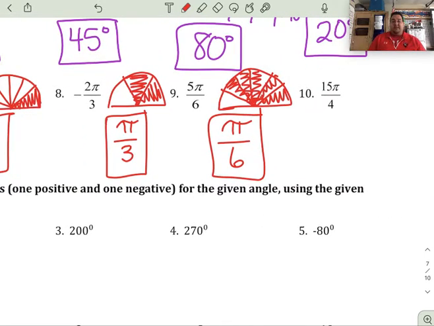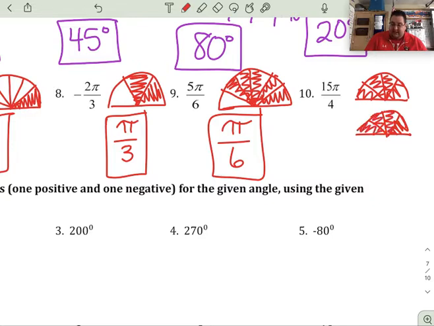Last one, number 10. This one, oh man, this one's all kinds of crazy. Here's 1 pi. We have 15 pi over 4. So here's 1, 2, 3, 4 pieces. We need to do another pi. 1, 2, 3, 4. So that's 5, 6, 7, 8. Here's another pi divided into 4 pieces. We have 9, 10, 11, 12.